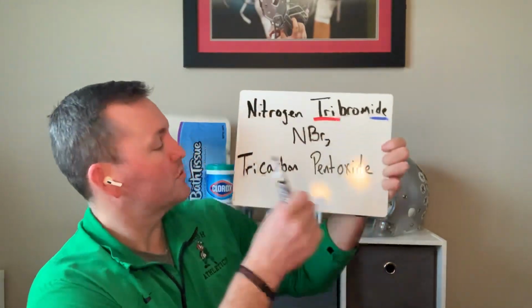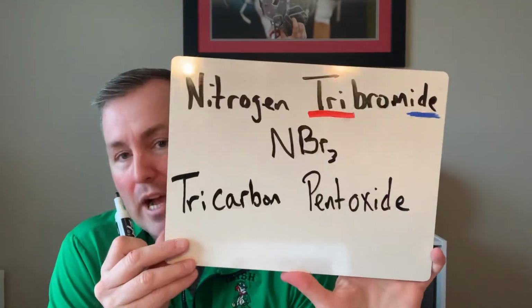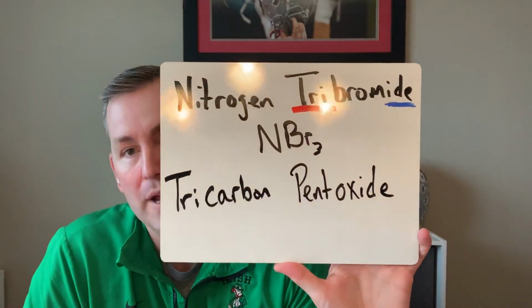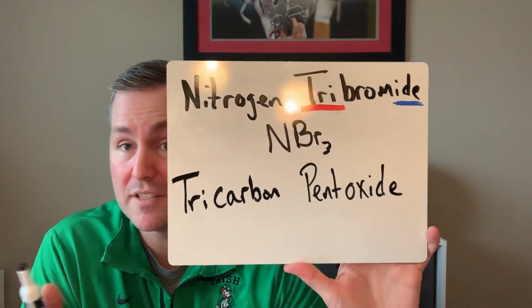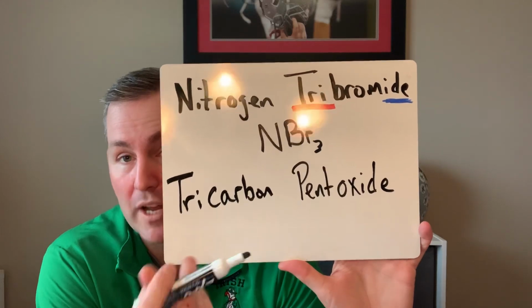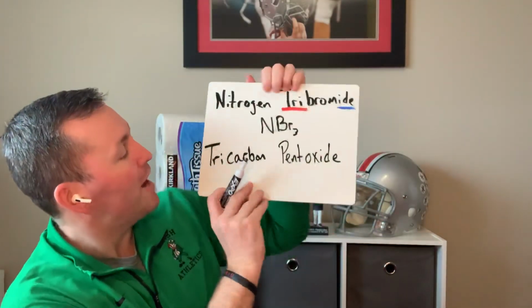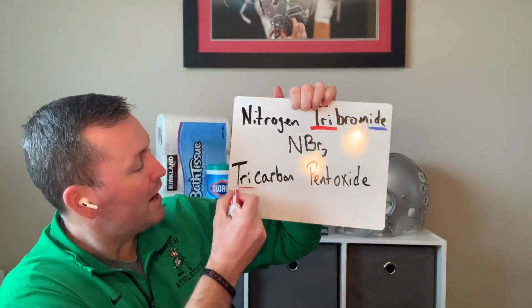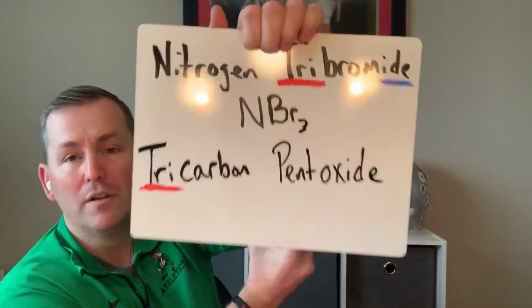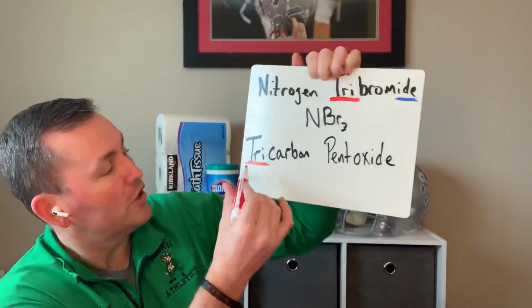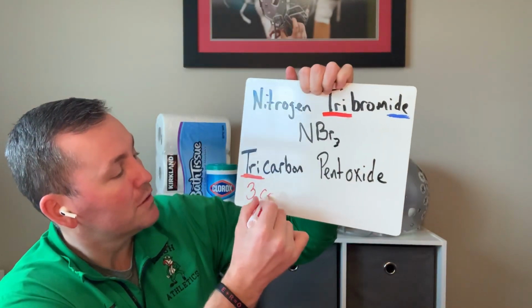If I look down here at the next one, I see tricarbon pentoxide. Now, when I look at this, notice I have a prefix in front of my carbon. When I have that prefix in front of that carbon, it tells me how many carbons I have. That's going to tell me I have 3 carbons, so I know that I have 3 carbon atoms.